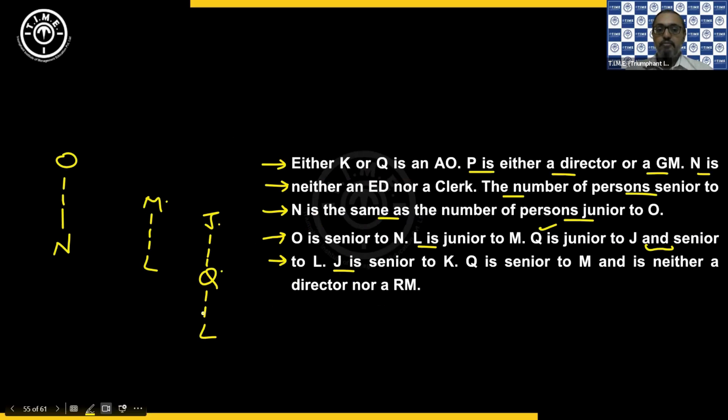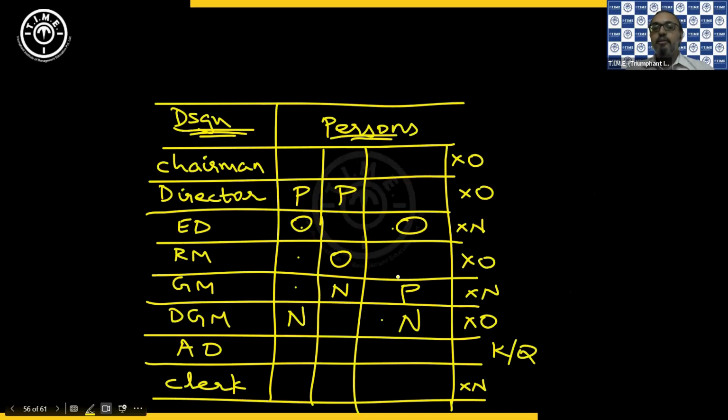Okay, so we have J above K. J has to be senior to K. Now next, Q is senior to M. So Q should be above M and is neither a director nor an RM. So in the third case, I can remove Q as a director and as an RM. In the first case also, I can remove Q as an RM.